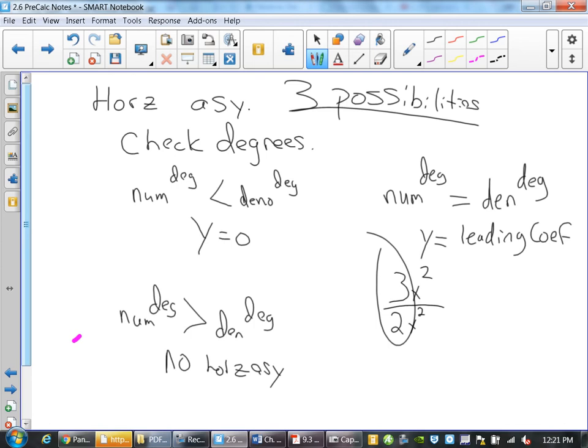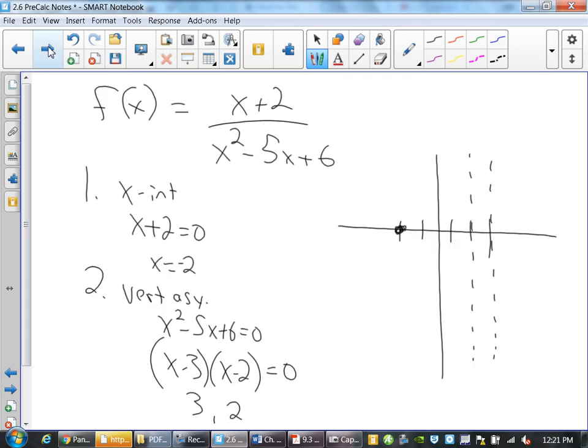So you have these 3 possibilities to allow you to do all this stuff. And then you can go ahead and worry about finding domains and ranges and all that other stuff. But for right now, let's just use this as an example to identify parts.